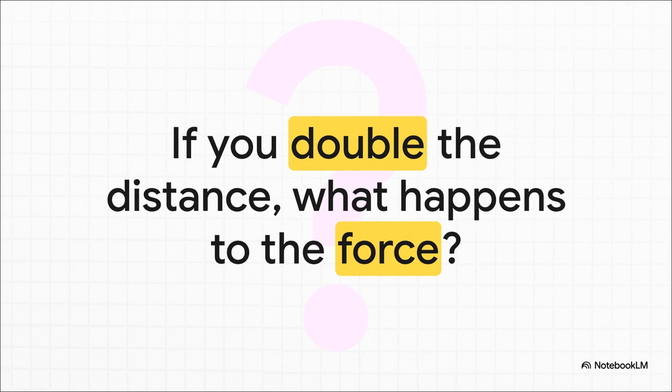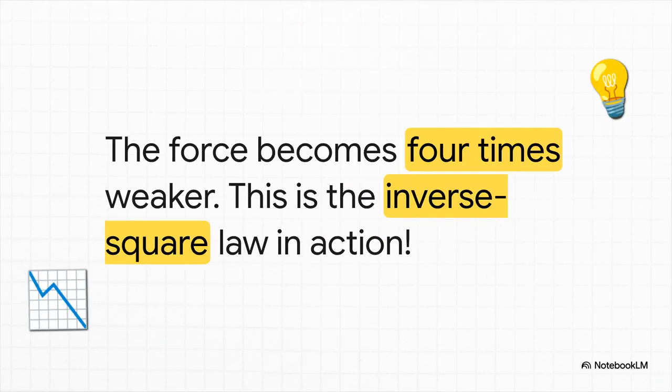If you just take 2 objects and double the distance between them, what happens to that gravitational force? It gets 4 times weaker, right? Because the distance is squared on the bottom of the formula. So if you double the distance, you're dividing by 2 squared, which is 4. That's the inverse square law in action. It's one of the most important rules in all of physics.